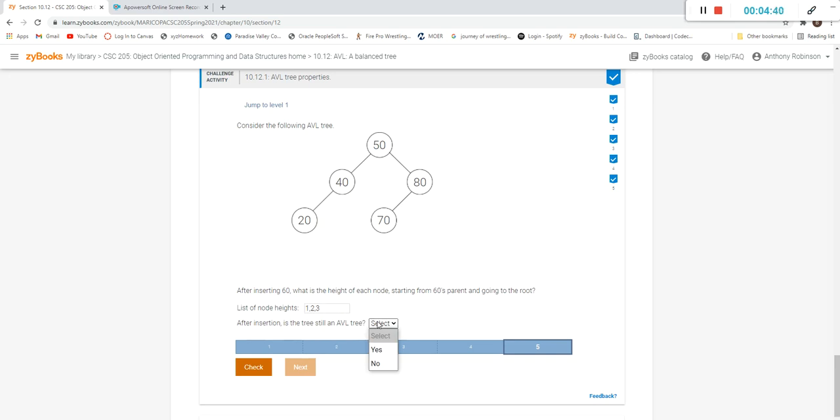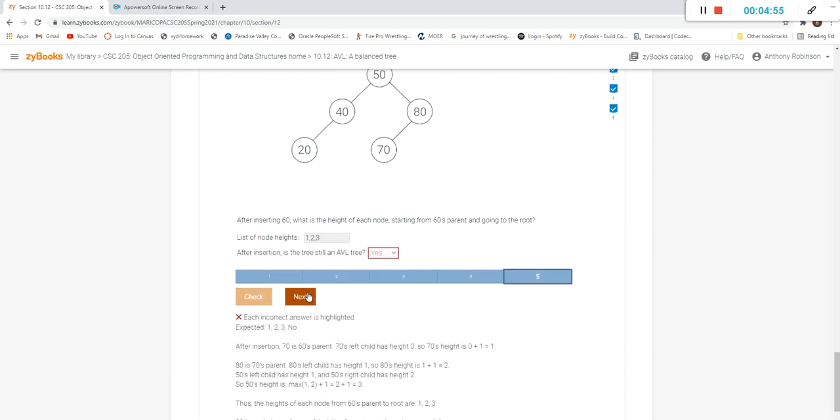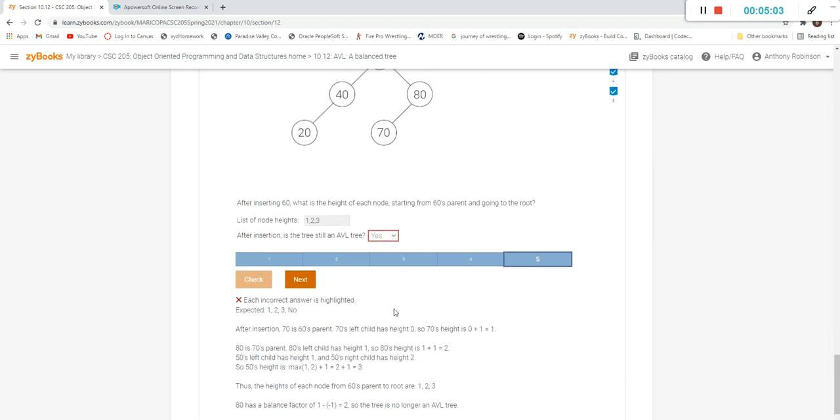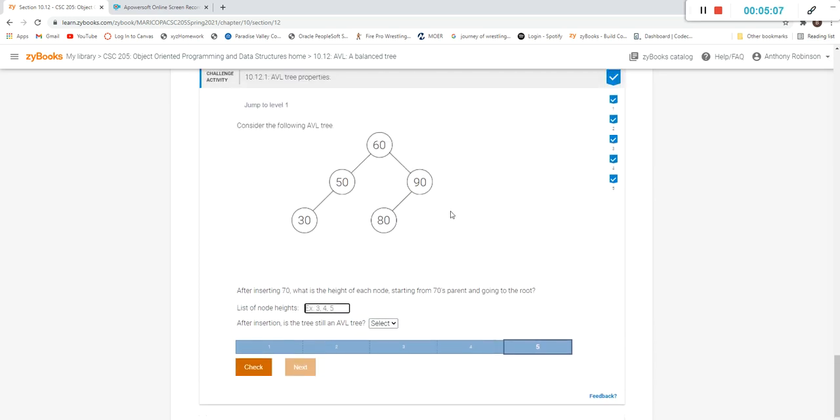And looking at the insertion layer, let's see. Looks like it will still remain an AVL tree. Okay, so I was wrong about that last part, because that's due to 80, that messes up the balance factor there. So let me try that one more time.